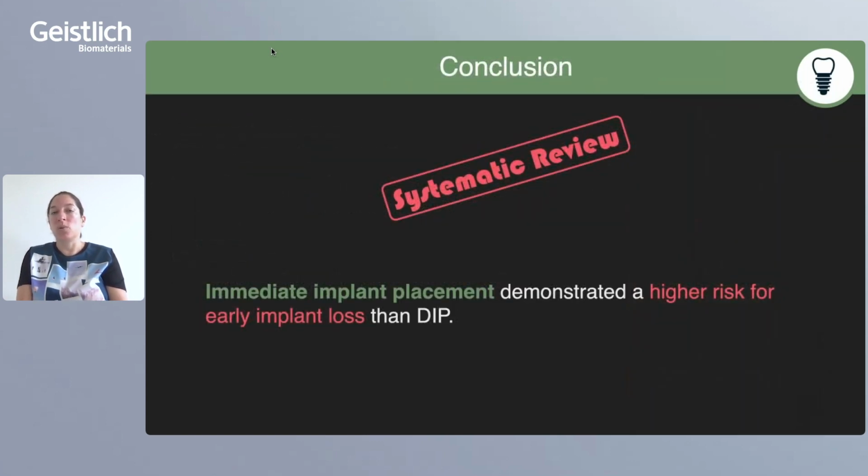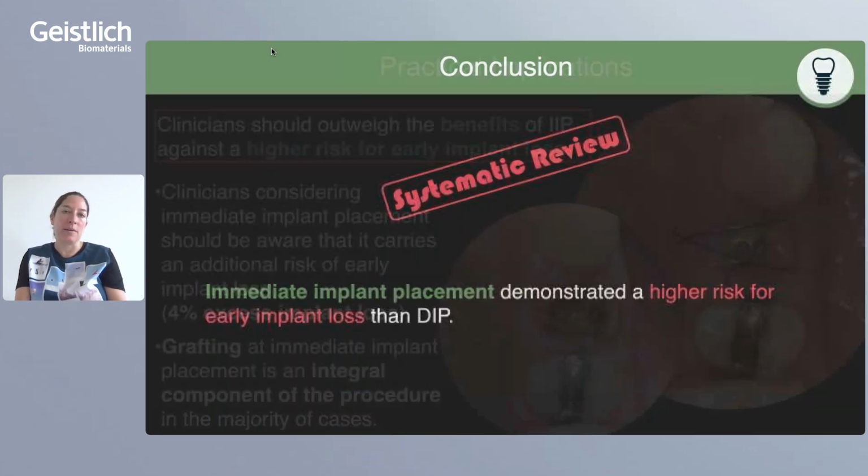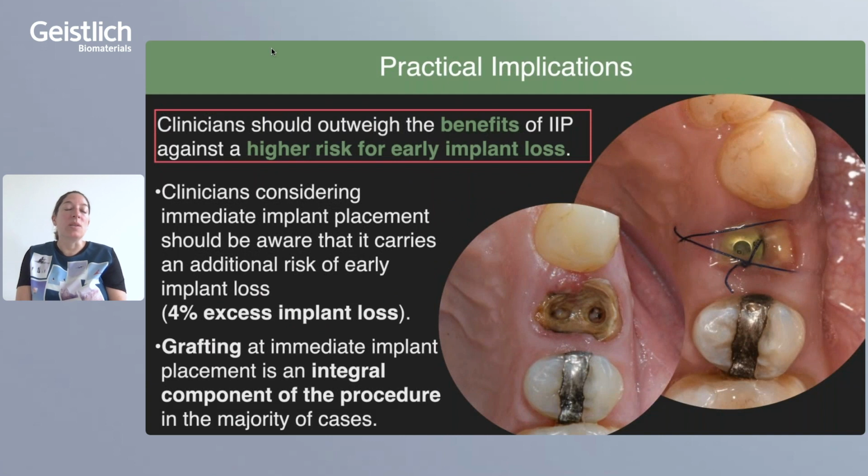But the most important outcome is for you to know that the risk for early implant loss is much higher when you place immediate implants compared to placing delayed implants. So the practical implications they have suggested are that you as a clinician should weigh the benefits of placing an immediate implant against the higher risk of an early implant loss.